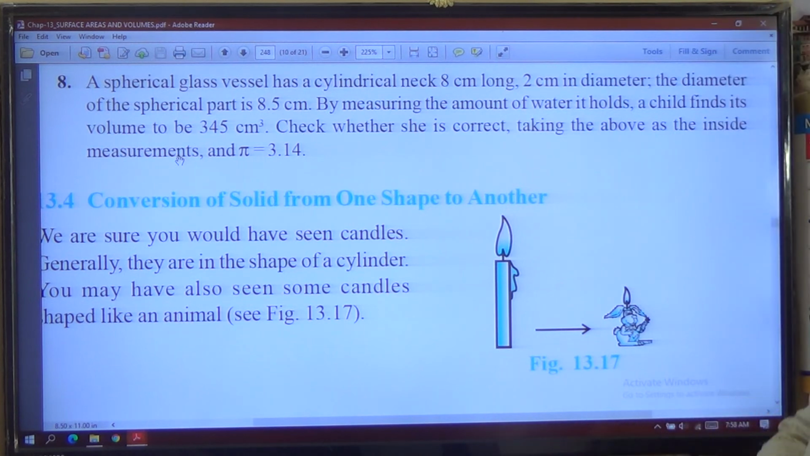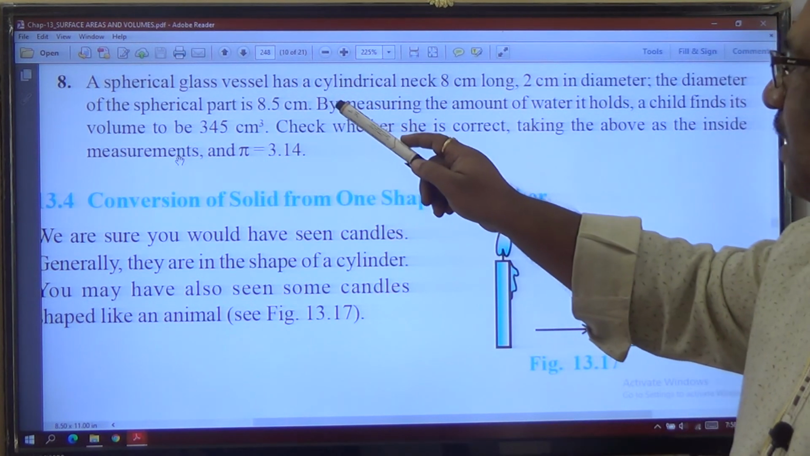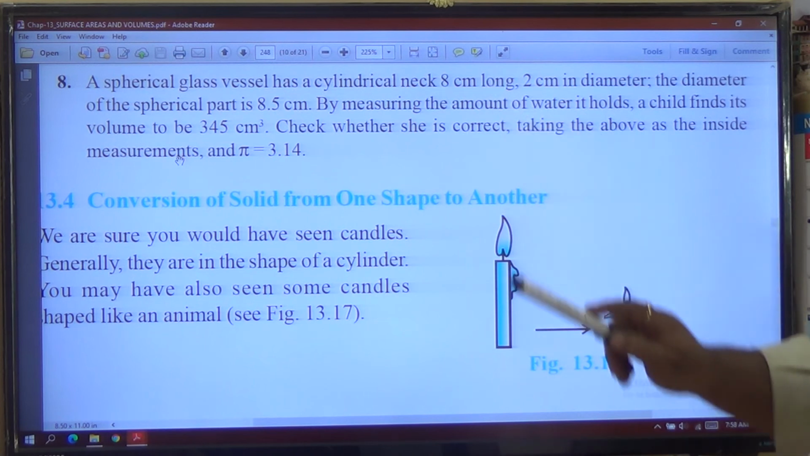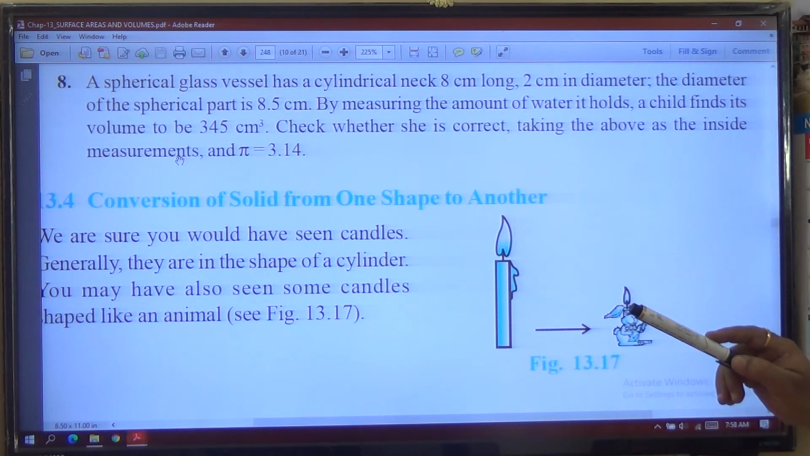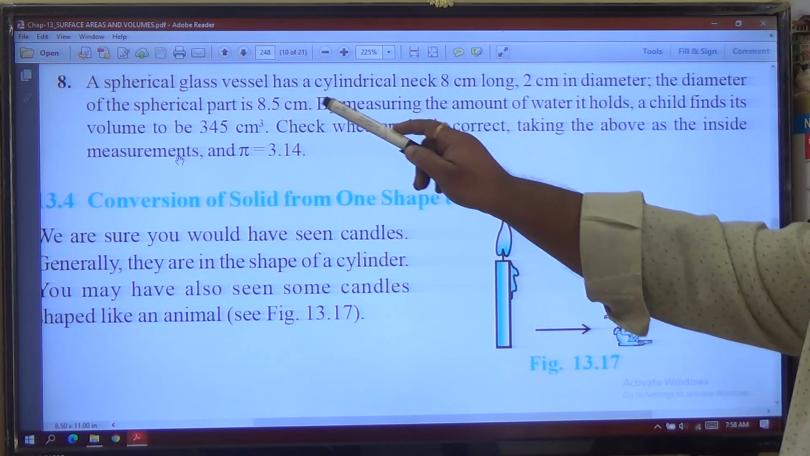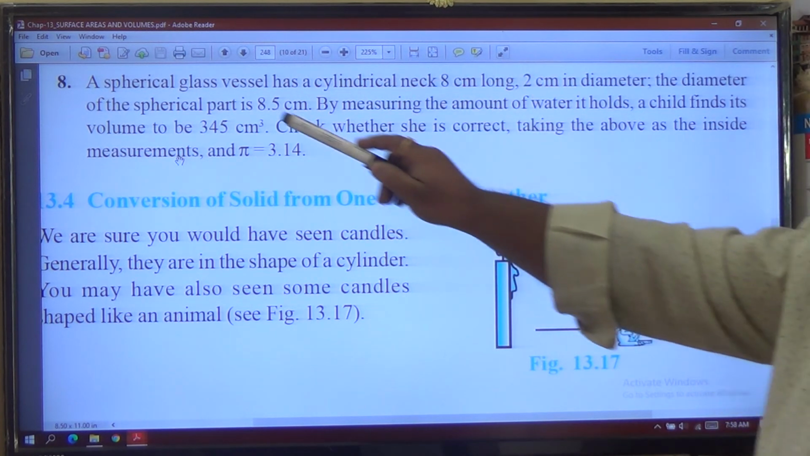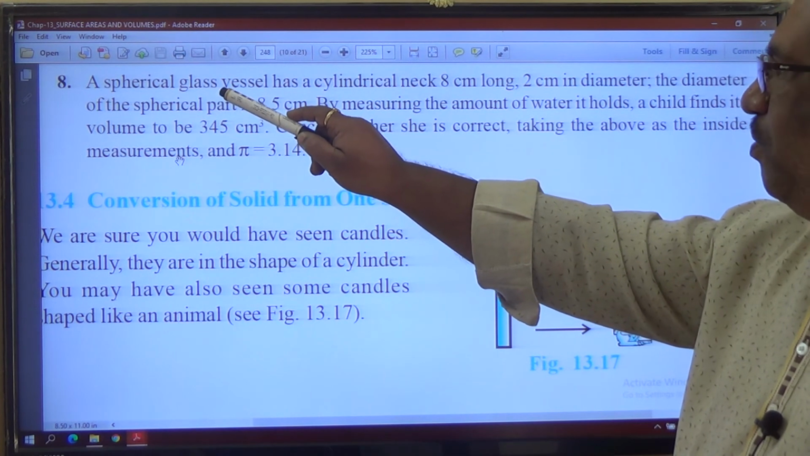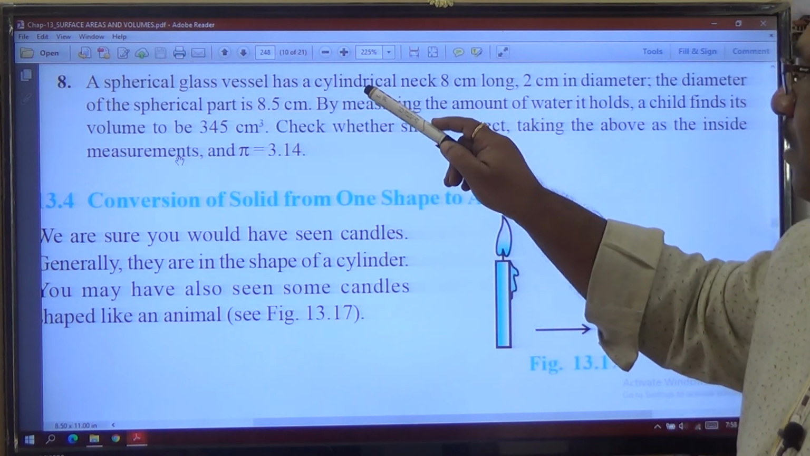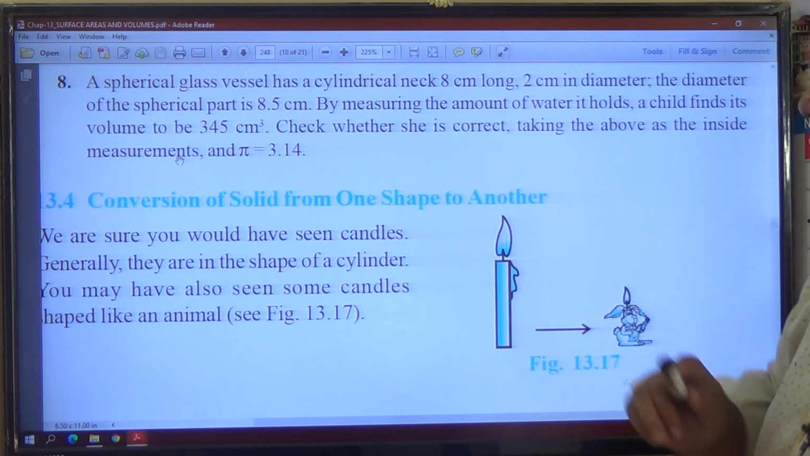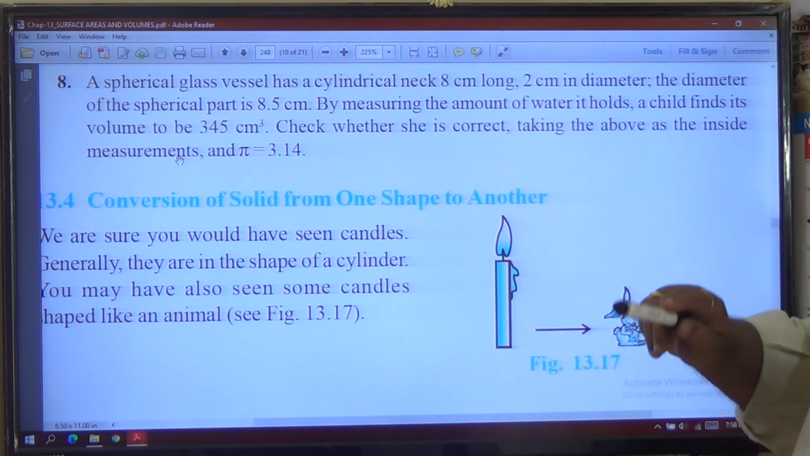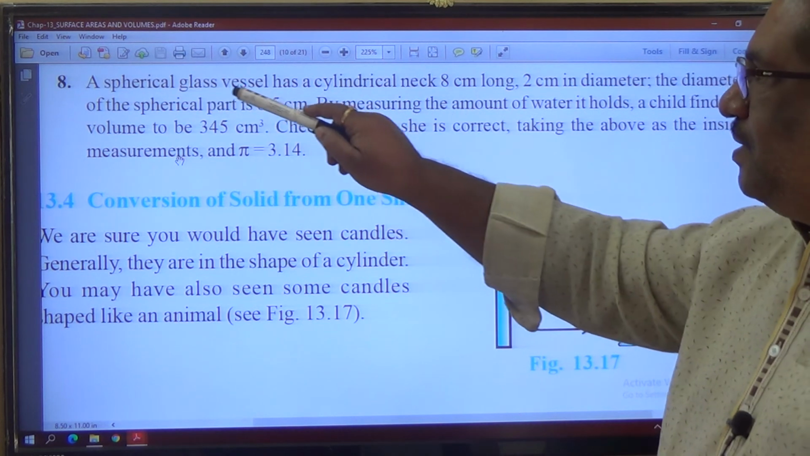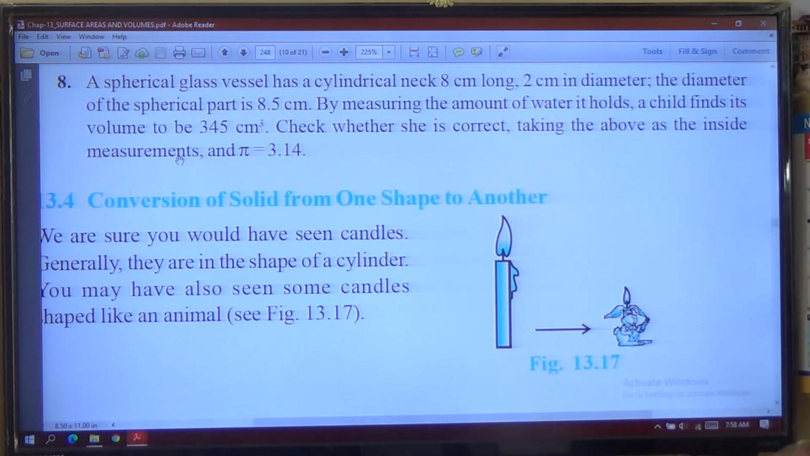Question number 8. A spherical glass vessel has a cylindrical neck 8 cm long, 2 cm in diameter. Spherical glass vessel means it can be a round bottom flask. Round bottom flask you have seen, which has a spherical bottom and cylindrical neck. So basically a spherical glass vessel here refers to a round bottom flask.